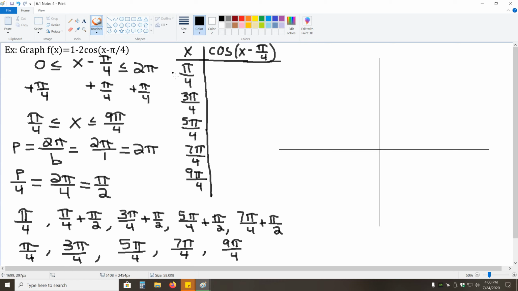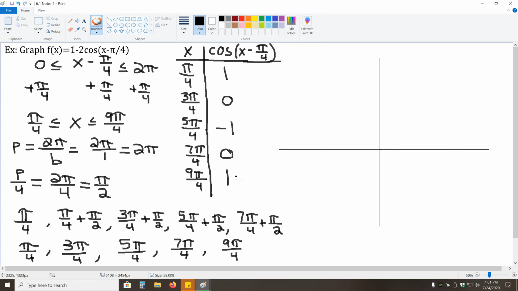What happened when we plugged 0 into cosine? We said the result was 1. What happened when we plugged pi over 2 in? We said the result was 0. When we plugged pi in, the result was -1. When we plugged 3 pi over 2 in, the result was 0. And when we plugged 2 pi in, the result was 1 again. This table, these 5 values, will always be the original quadrantal angles if you've done this correctly.